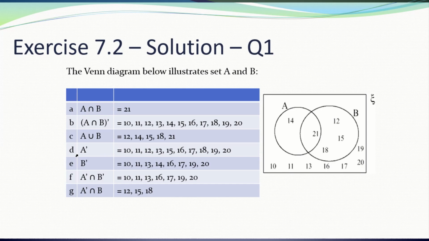A prime means everything but A. So cover this A. That means you don't want these two, 14 and 21. You want everything but 14 and 21, because this whole thing is A. B prime is everything else but B. So 12, 21, 18, 15 are not wanted. Everything else but these 4 numbers. A prime intersection B prime is outside. A prime intersection B means you only want B: 12, 15, 18.